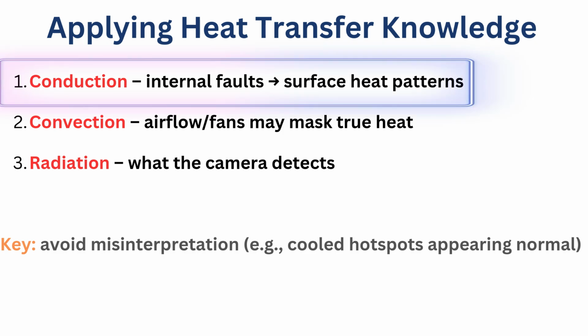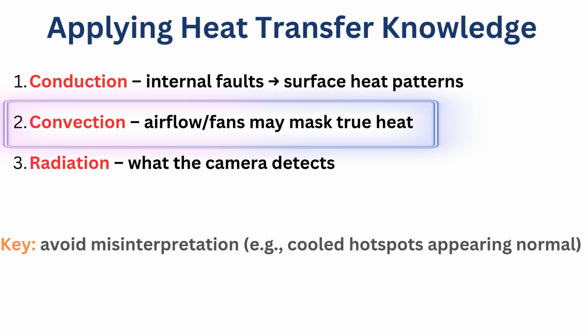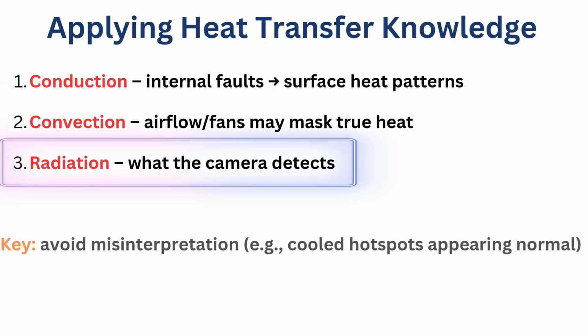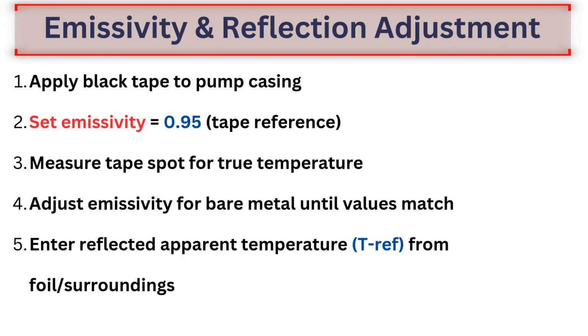And what is convection? Convection is when the target gets cooled, let's say by air, or wind, or any cooling fan nearby, right? Because in the end we know that our camera only detects radiation, and these phenomena, conduction and convection, will affect the amount of radiation energy coming out from the monitored asset, or in this case the pump and motor. So finally, while setting the camera, we will be adjusting the most important things, that is the emissivity and reflection, because these are the two important parameters.